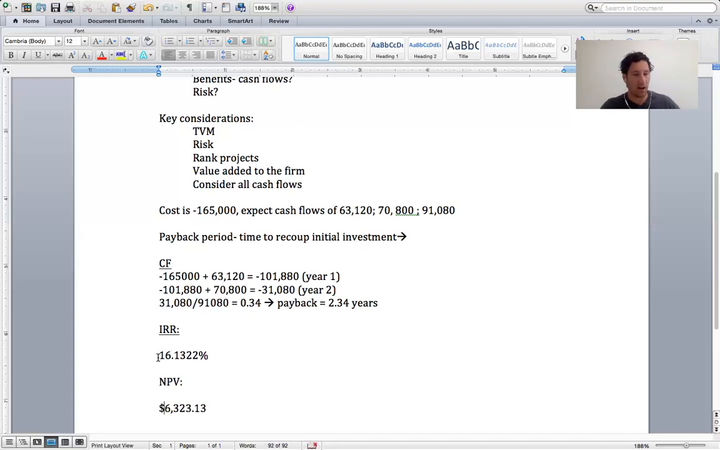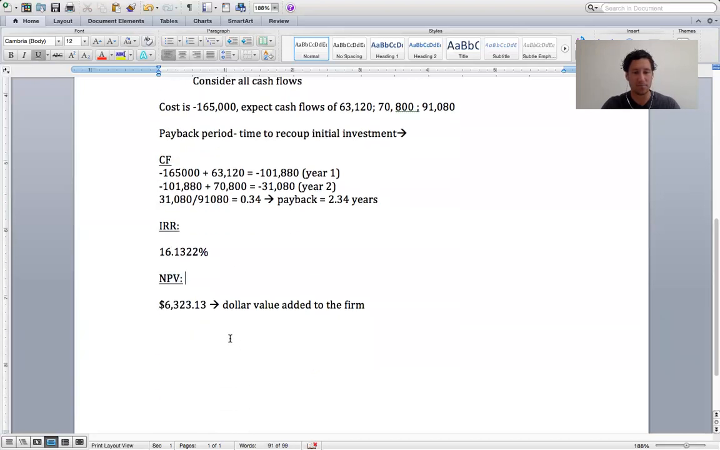Okay, so IRR we solve for, it's a percentage. NPV we solve for, it's in dollars. So this is the actual dollar value added to the firm. Our criteria for the accept or reject for NPV is if it's positive, if it's greater than 0, we accept. You'd accept the project. If it's negative, you'd reject.